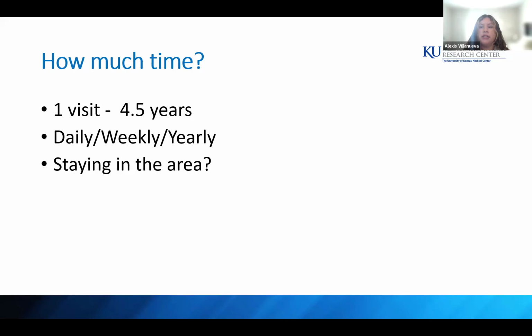Staying in the area is another question that we like to ask because a lot of people that we see tend to leave for the winter. So it's good just to let us know beforehand so that we can make sure to give you more information about studies that fit your schedule, fit your time frame, and what you're looking for.